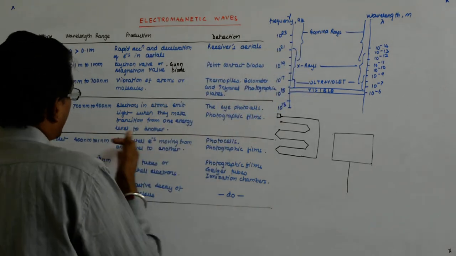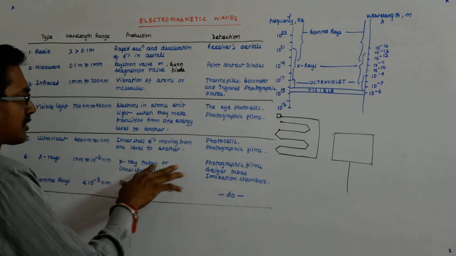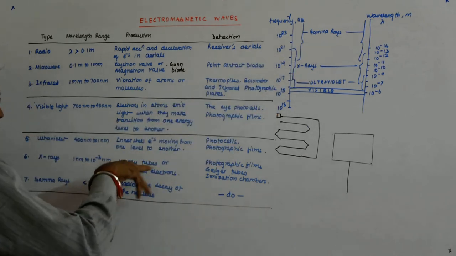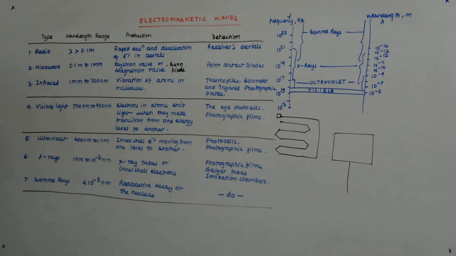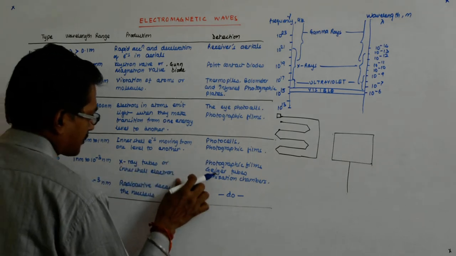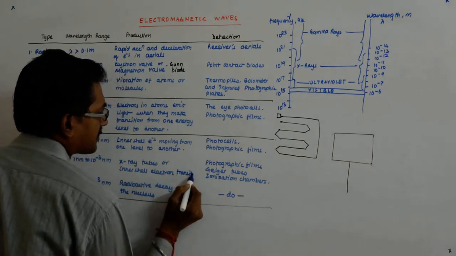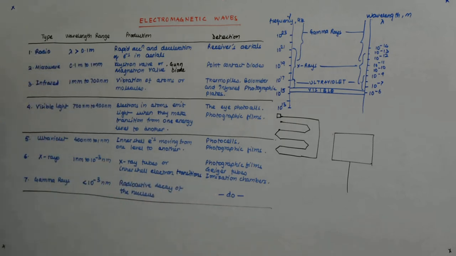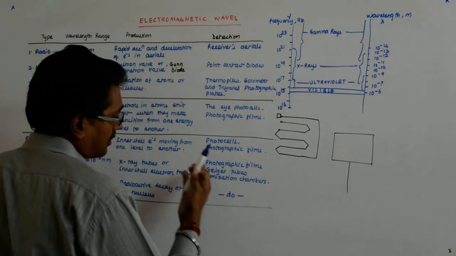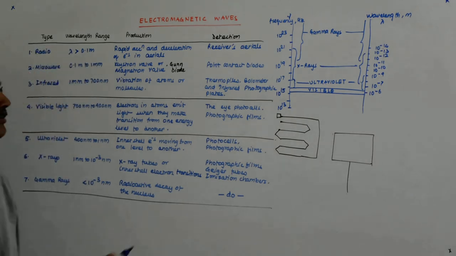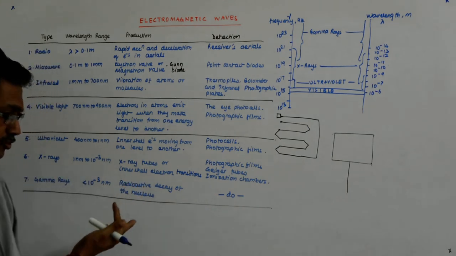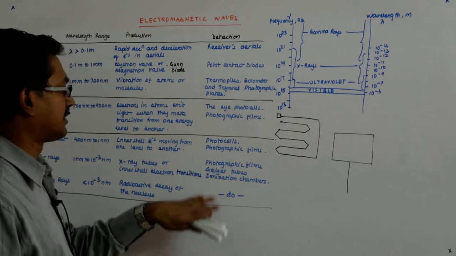It is above that, 400 nanometer to 1 nanometer, produced by inner shell electrons moving from one level to another. They're detected by photocells and photographic plates. Then come the X-rays. Again, it is produced by inner shell electron transitions, or X-ray tubes, fine? They're detected by photographic films that we actually get as X-ray plates, or Geiger tubes, or ionization chambers, fine? Gamma rays are less than 10 to the power minus 3 nanometers, produced by radioactive decay of the nucleus, and the detection is the same.